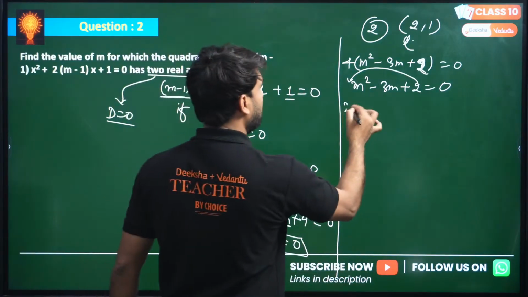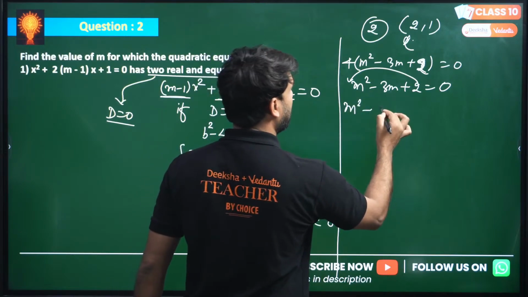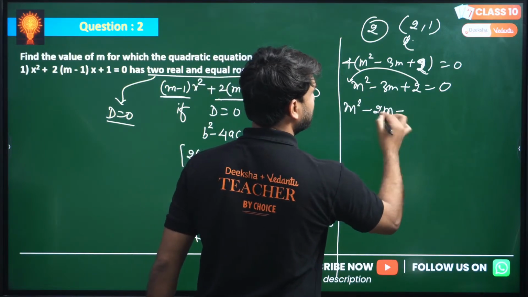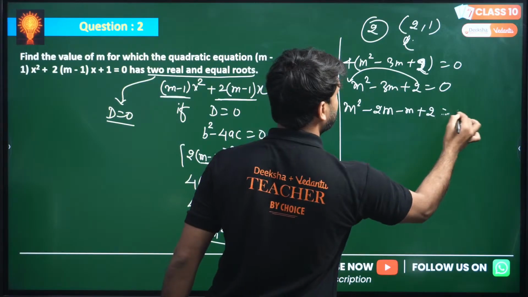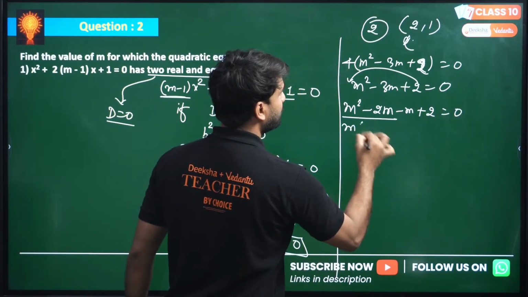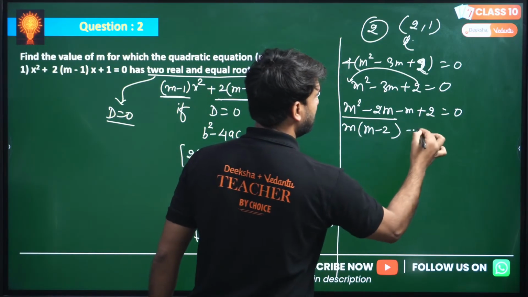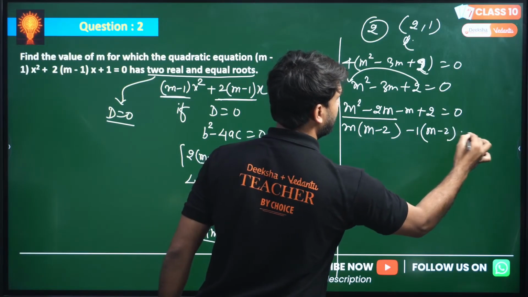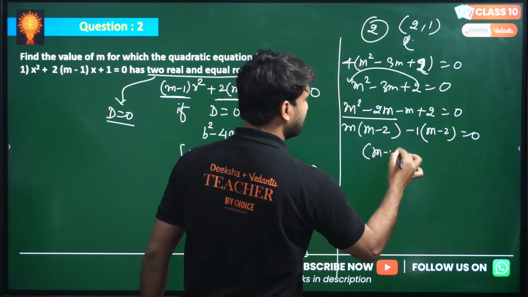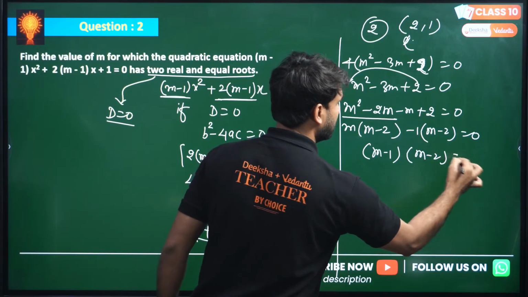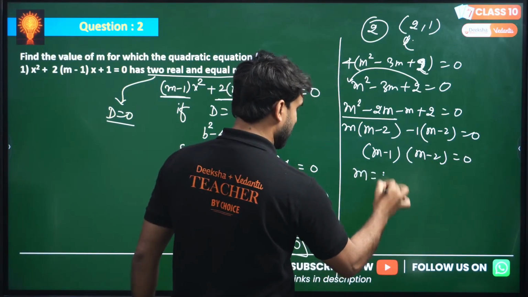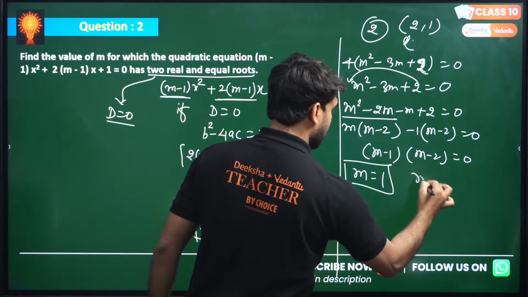So we can write m square minus 3m as m square minus 2m minus m plus 2 equals 0. Can we take m as common here? So m minus 2, and minus 1 common here, m minus 2 equals 0. So we are getting two brackets, (m minus 1)(m minus 2) equals 0. So we are getting m equals 1 and m equals 2.